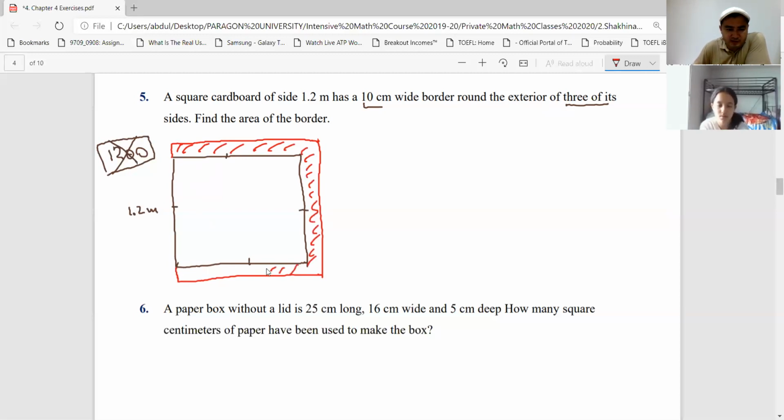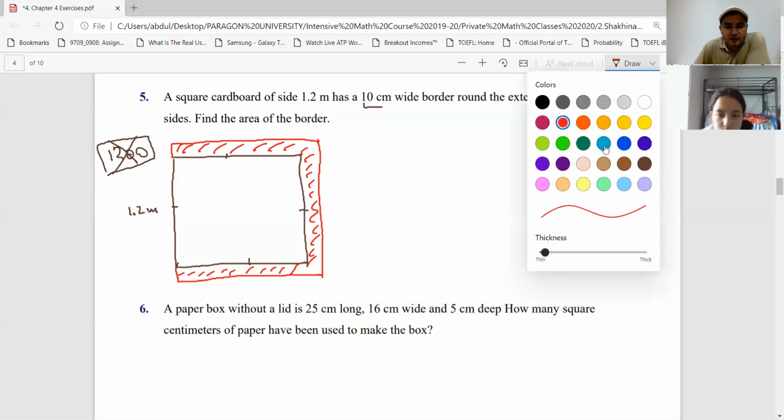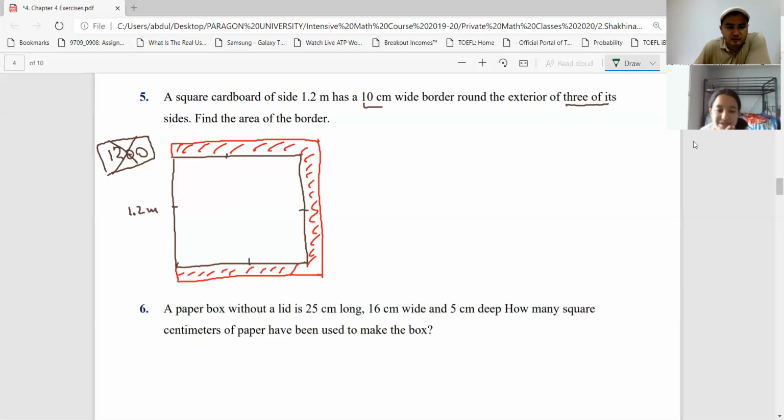Did you understand like this? Yeah. Okay. What is the question now? Find the area of the border. So we need to find the area of this shaded region. How do you find that? Right? So here 1.2 meters, since it is centimeter, units must be the same. So this 1.2 meters is equal to 120 centimeters.